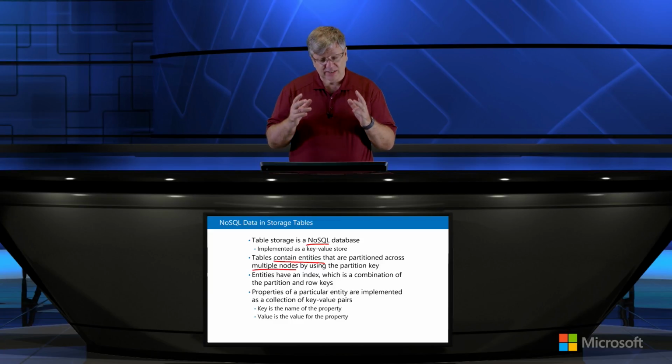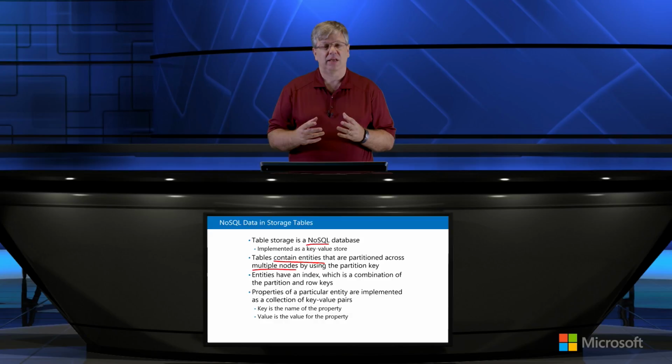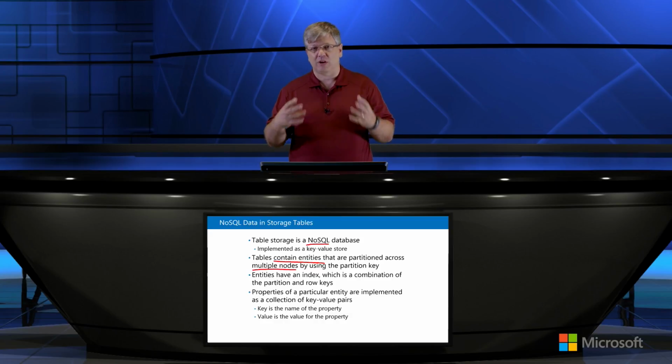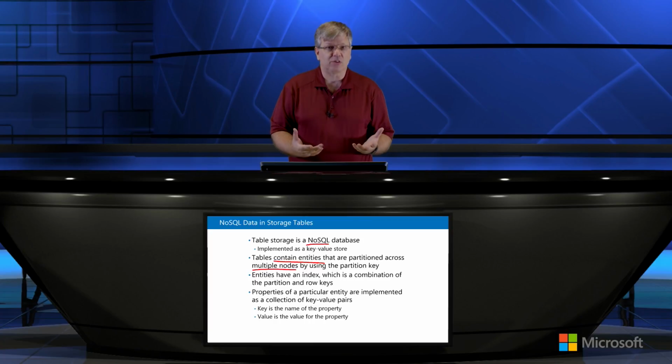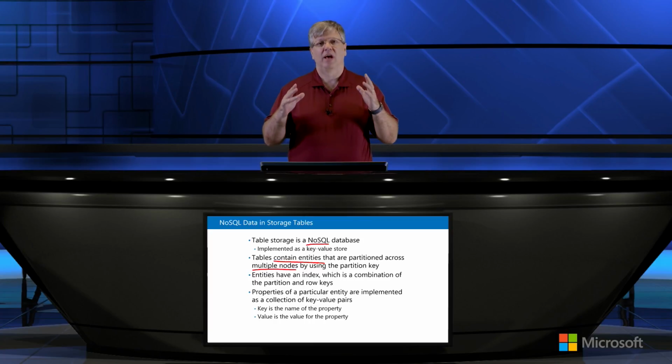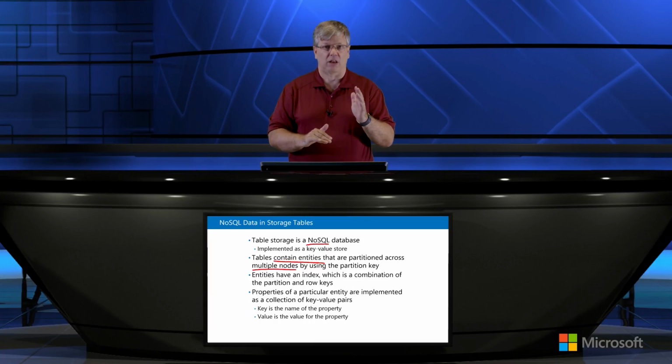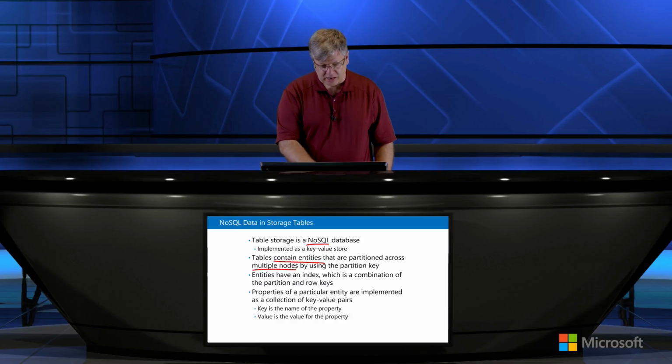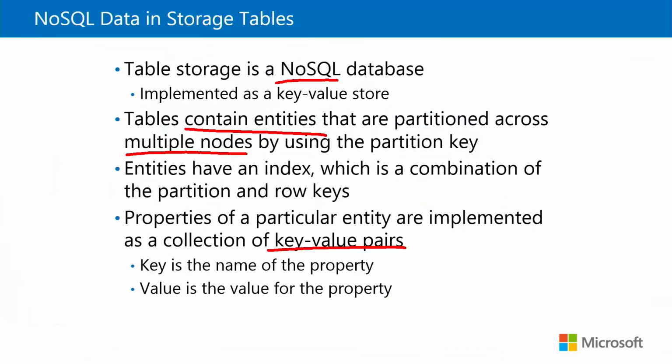Now, what is important with this is that even though you hear the word table, and when I think the word table, I am a relational database developer, I think that's structured rows and columns, right? That's not really how table storage works. Table storage really works based on key value pairs. And that's what gives it the flexibility. If you've worked with things like property bags, you may be familiar with the concept of key value pairs. It's a very flexible way of storing data.